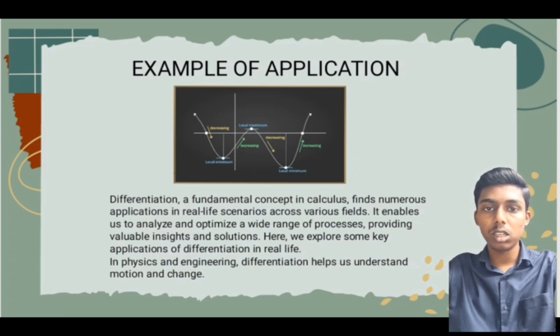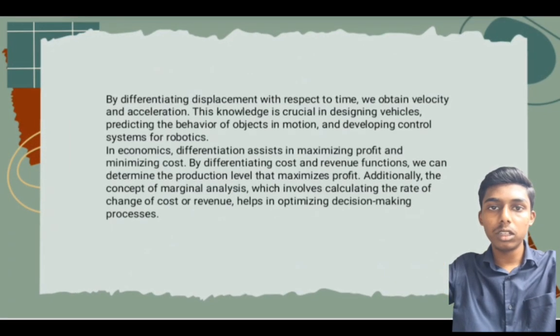In physics and engineering, differentiation helps us to understand motion and change. By differentiating displacement with respect to time, we obtain velocity and acceleration. This knowledge is crucial in designing vehicles, predicting the behavior of objects in motion, and developing control systems of robotics.